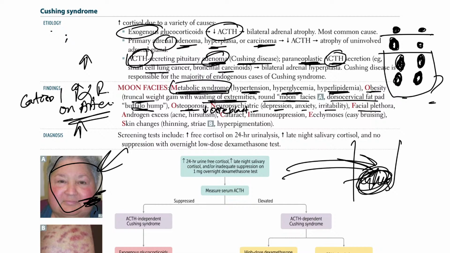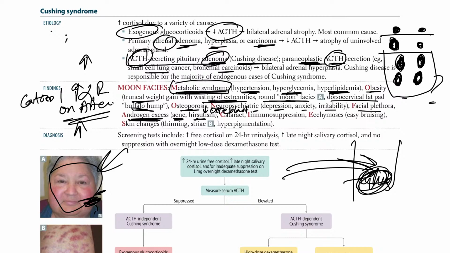With facial plethora, what else can you think of? You have androgen axis. Androgen axis is going to cause acne, hirsutism. These are your sex hormones, right? They will cause acne, hirsutism. Okay.